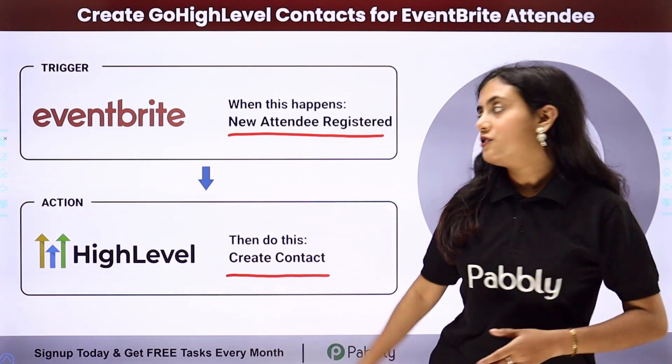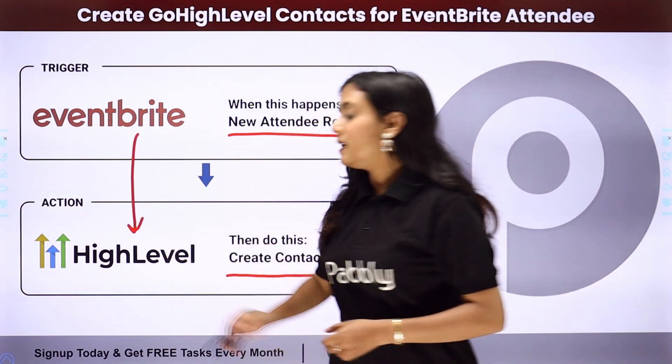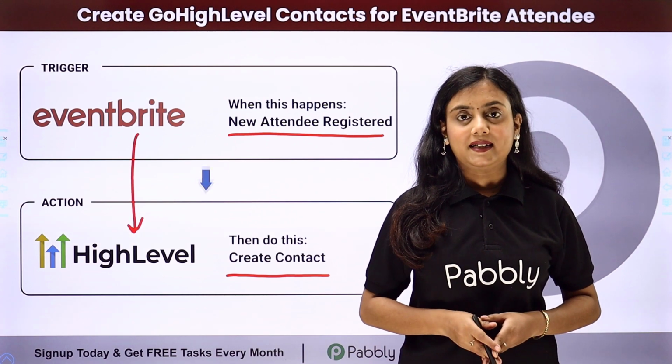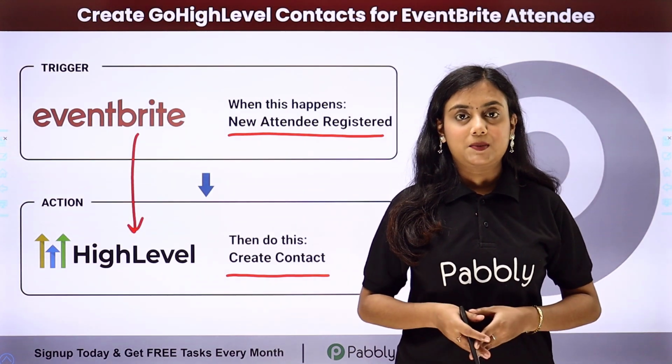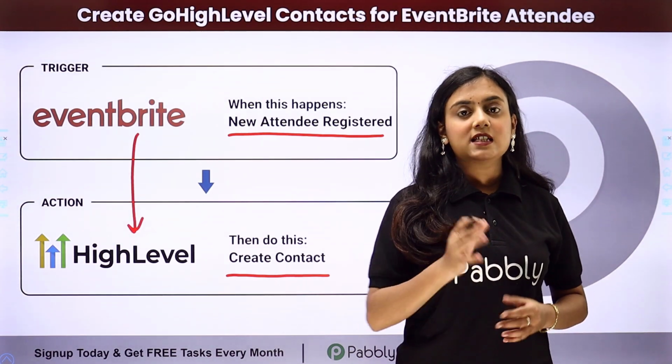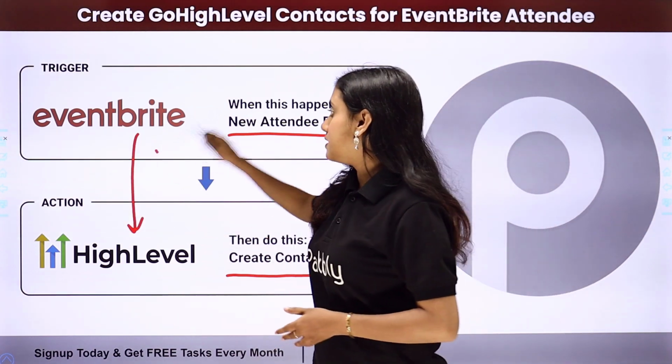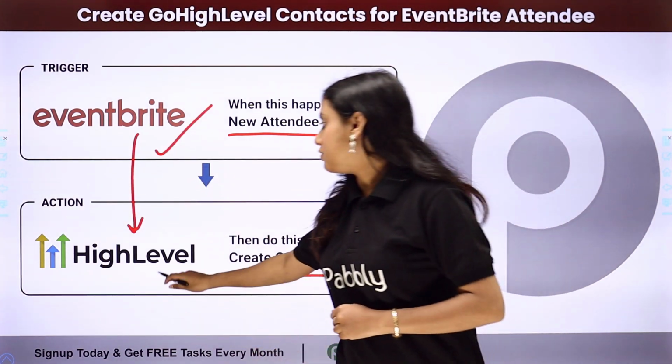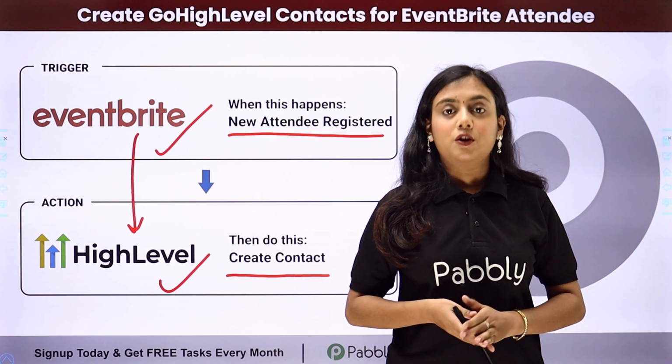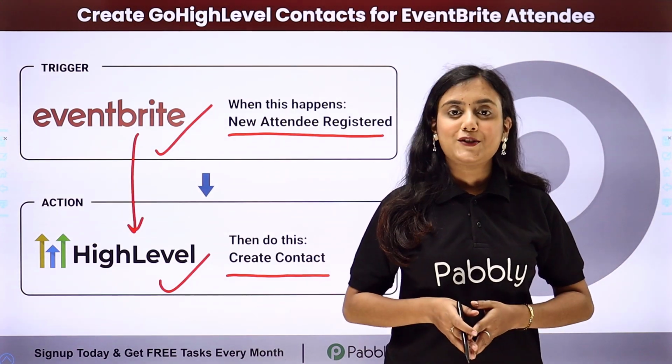For that, we need to create an automation between EventBrite and GoHighLevel with the help of Pabbly Connect. Pabbly Connect runs on two concepts, that is trigger and actions. In this process, my trigger application is going to be EventBrite and my action application is going to be GoHighLevel. If you want to learn how to do this automation, then let me take you all to my screen.